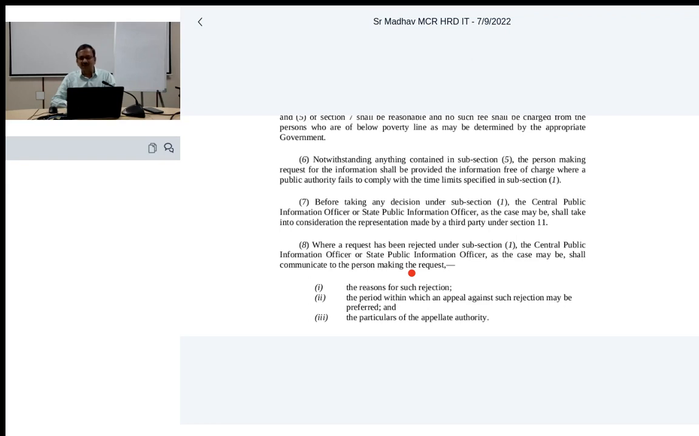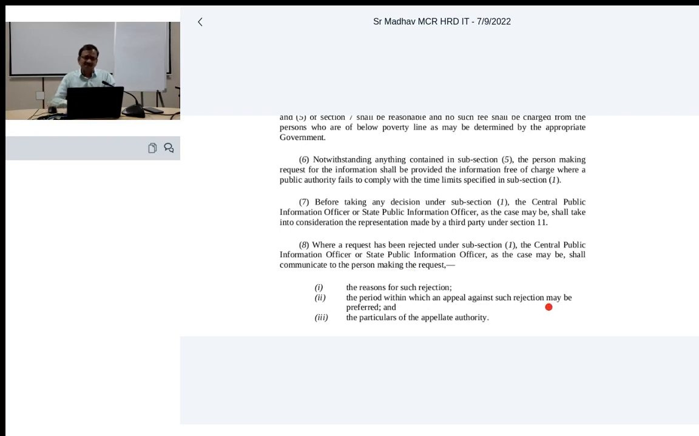So all these should be provided to the requester in a written order. That is called communication. Here we can say it is a speaking order under the Right to Information. So what are the contents of the speaking order? The Act itself provides some contents here. Clause 1 says the reasons for rejection. The speaking order, the communication, should provide the reasons for rejection. So here you have to write the reasons.